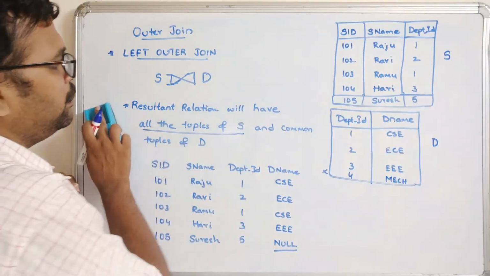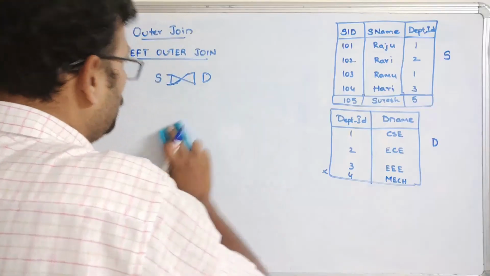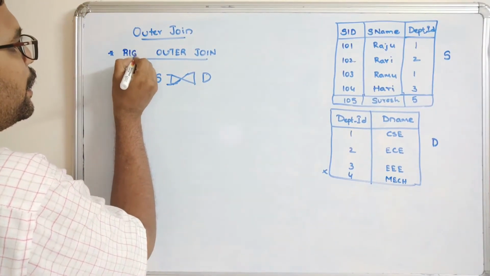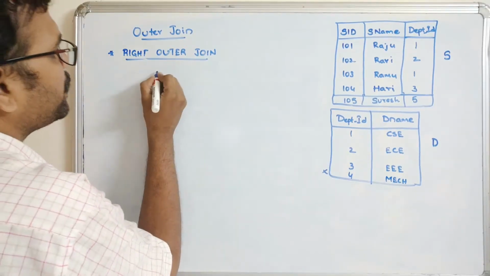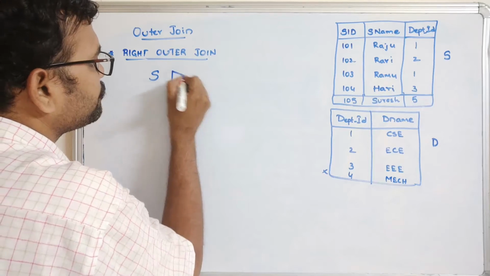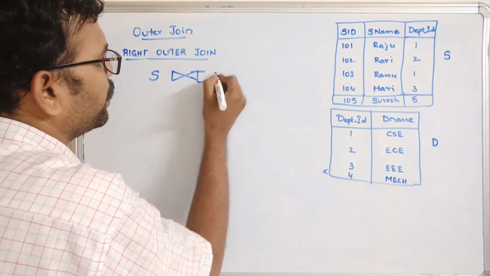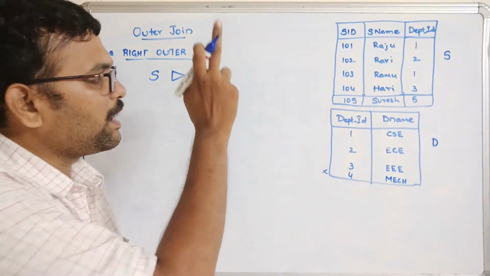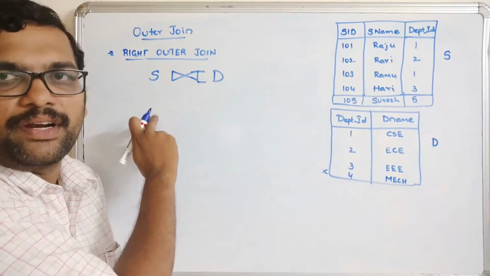And the next one, right outer join. Left is completed, now right outer join. For this we have to represent S, this one. We have to consider all the tuples of the right relation and the common tuples of the left relation.